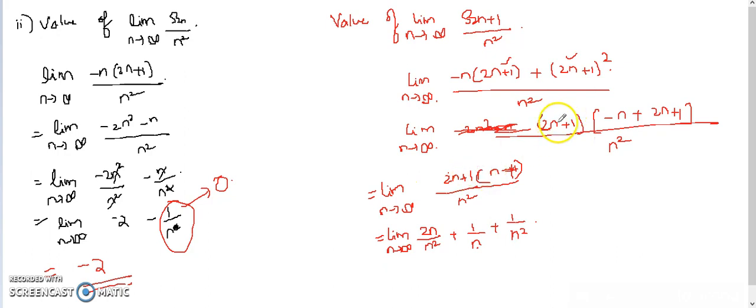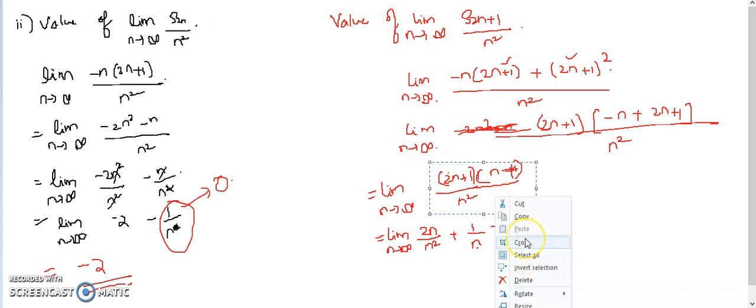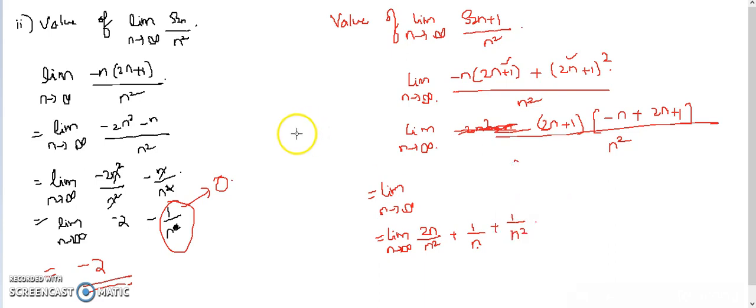Oh, I made a mistake. I'll just do this once again. This bracket reduces to 2n minus n is n plus 1. So I'll get 2n plus 1 times n plus 1 by n square.